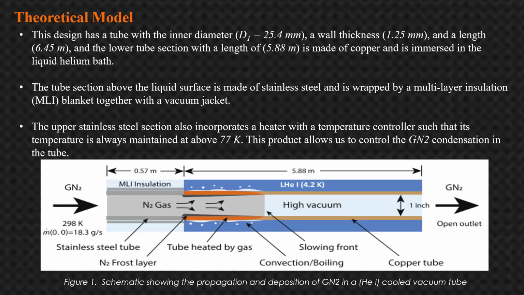The tube section above the liquid surface is made of stainless steel and is wrapped by a multi-layer insulation (MLI) blanket together with a vacuum jacket. The upper stainless steel section also incorporates a heater with a temperature controller such that its temperature is always maintained at about 77 Kelvin. This design allows us to control the nitrogen gas condensation in the tube.